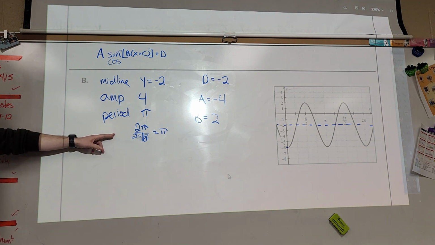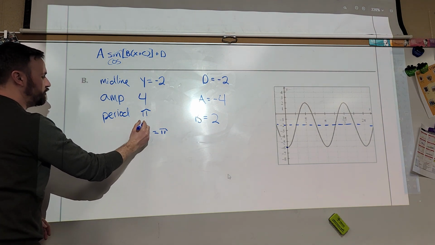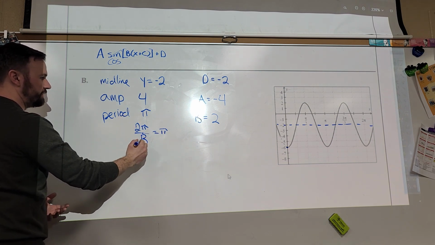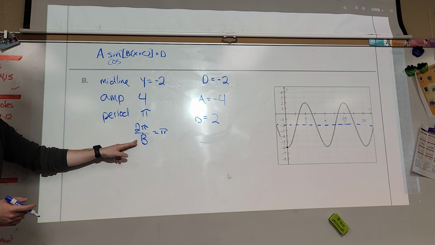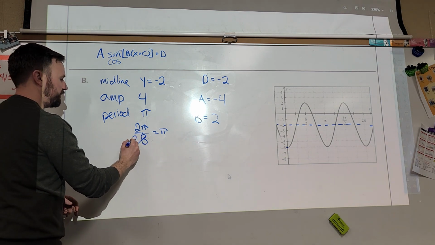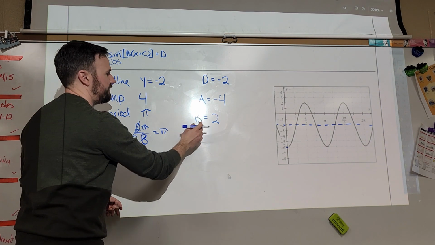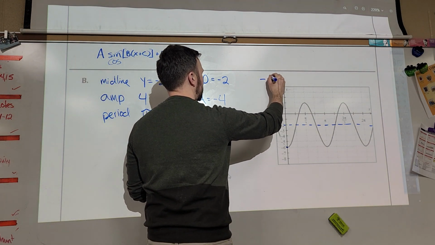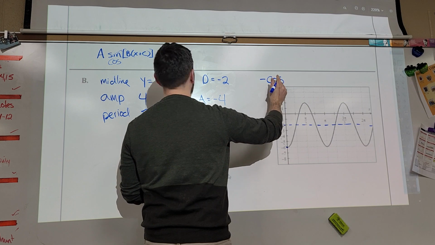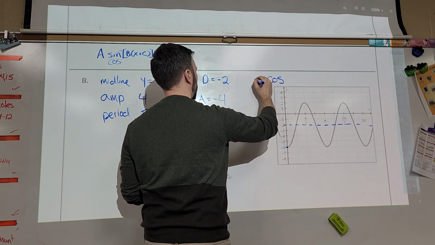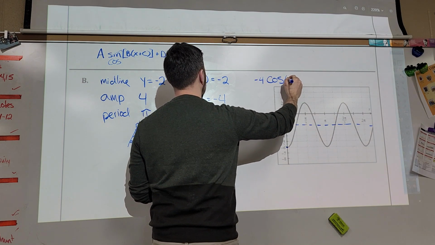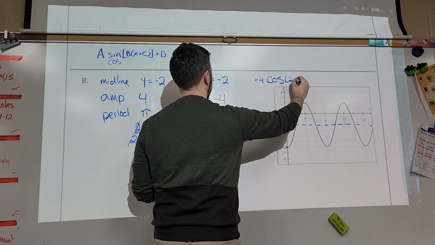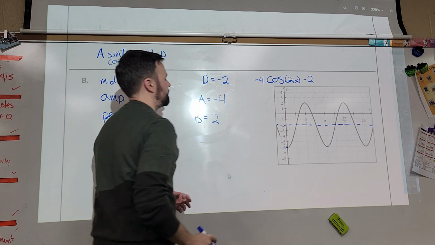This part? Our equation is 2 pi over b equals our period. So then I would solve it. Or just think, what would I have to plug down here to get rid of that 2? I'd put a 2 there. So that's my equation, right? So I would have done negative 4 cosine of 2x minus 2. I don't even need that parentheses.